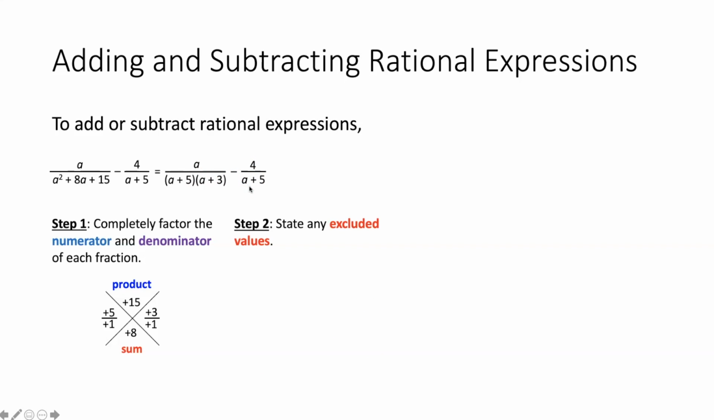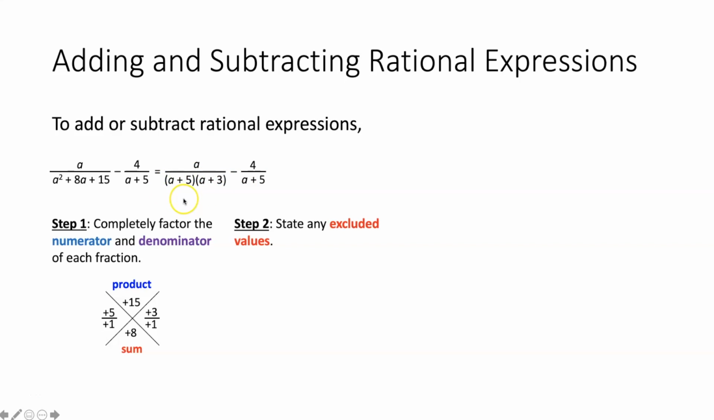So we can move to step 2, which is to state any excluded values. These would be all x values that would cause our denominator to equal 0. So again, we set our denominators equal to 0 and solve for x. When we set this denominator equal to 0, we're going to use the zero product property and set each of these factors equal to 0.